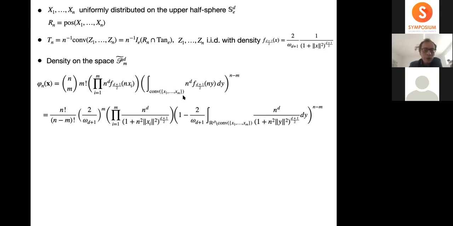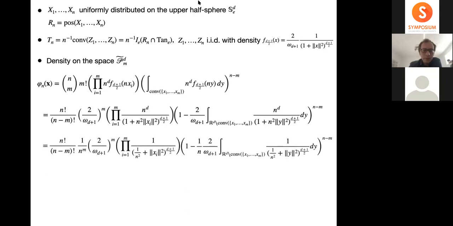Integrating with respect to the convex hull is the same as, well, it's a probability measure. So 1 minus integration over the complement of the convex hull. So you integrate over the complement of the convex hull, again, just this density here. Next step. You just take out from this expression all the n's, or most n's that you can.